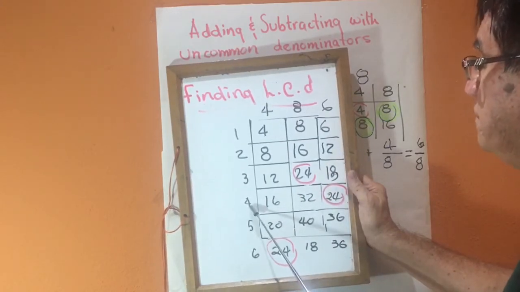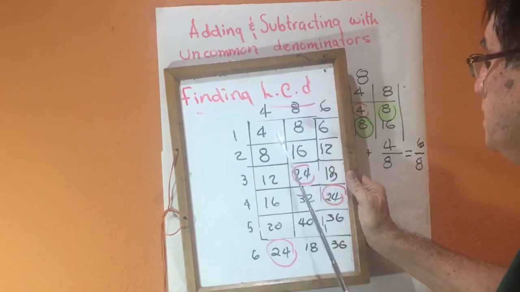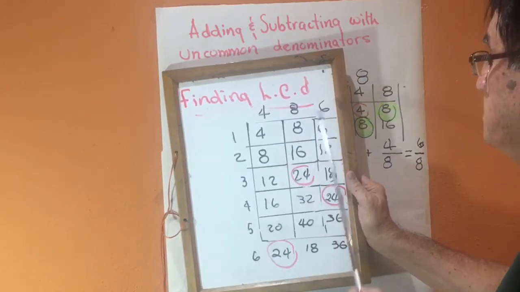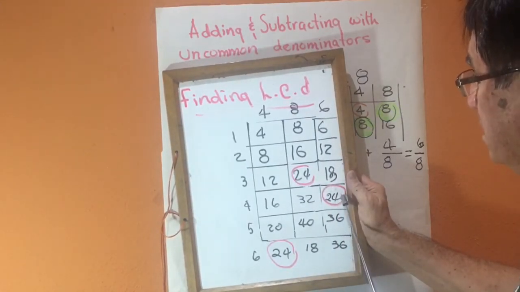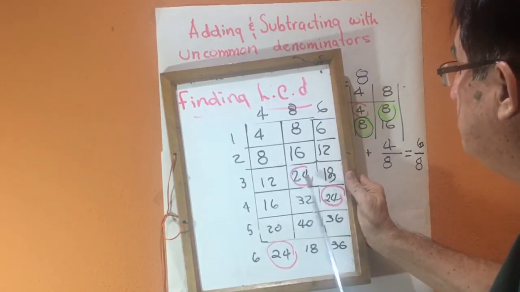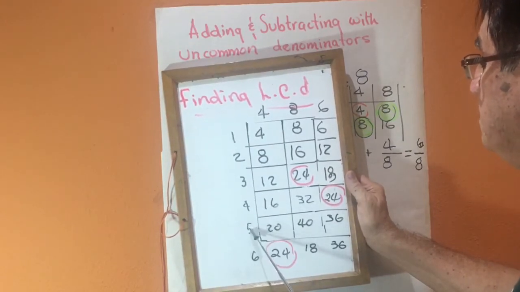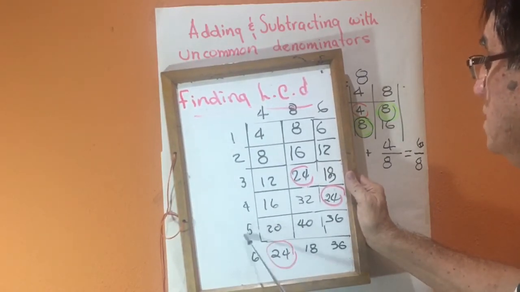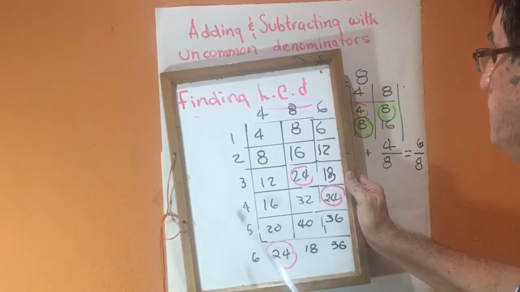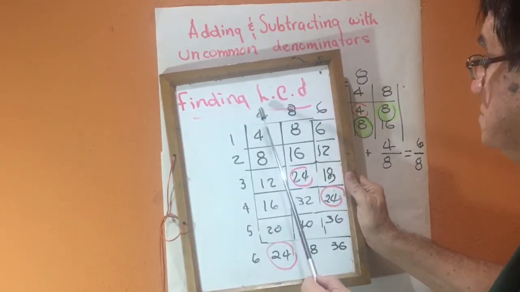We still go for 4. 4 times 4 is 16. 4 times 8 is 32. 4 times 6 is 24. Well, looks like we have 2 common factors here, but we don't have it here. Let's continue with 5. 5 times 4 is 20. 5 times 8 is 40. 5 times 6 is 30. Well, still nothing.